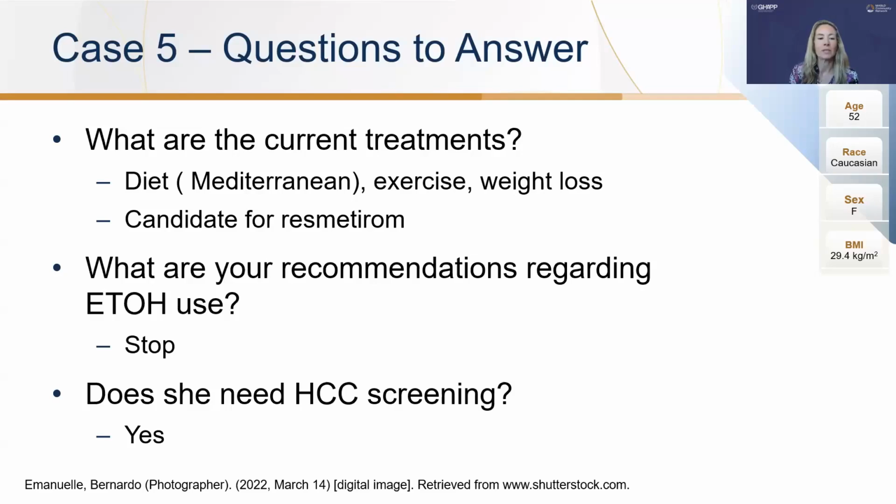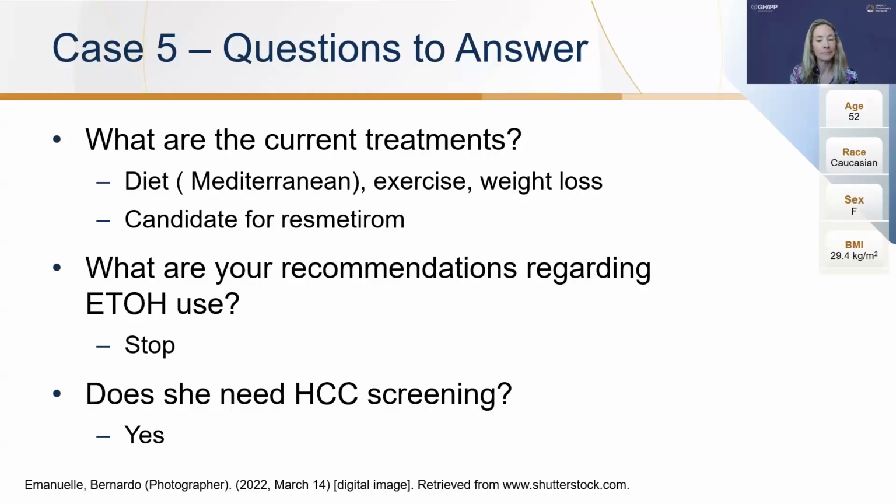Is she a candidate for Rezdiffra or resmetirom? So resmetirom is not recommended for patients who are drinking more than 20 grams a day of alcohol for women or greater than 30 grams a day of alcohol for men. So right now, she's not a candidate for resmetirom based on her current alcohol use.